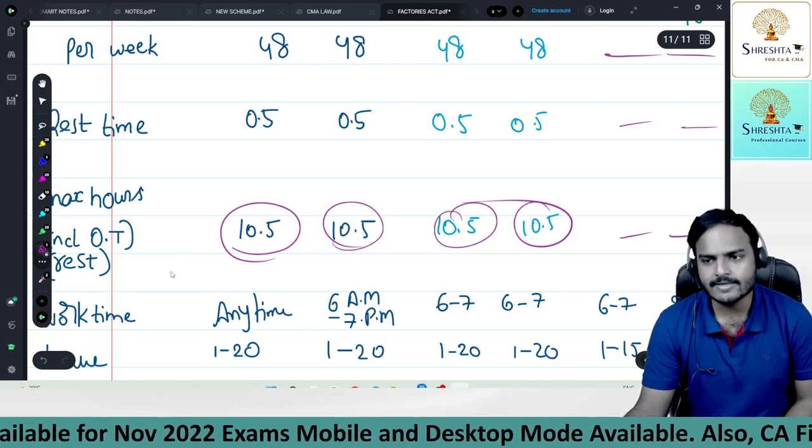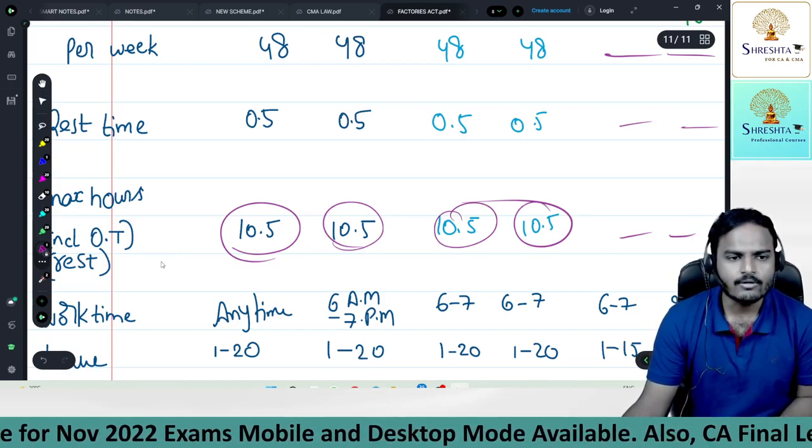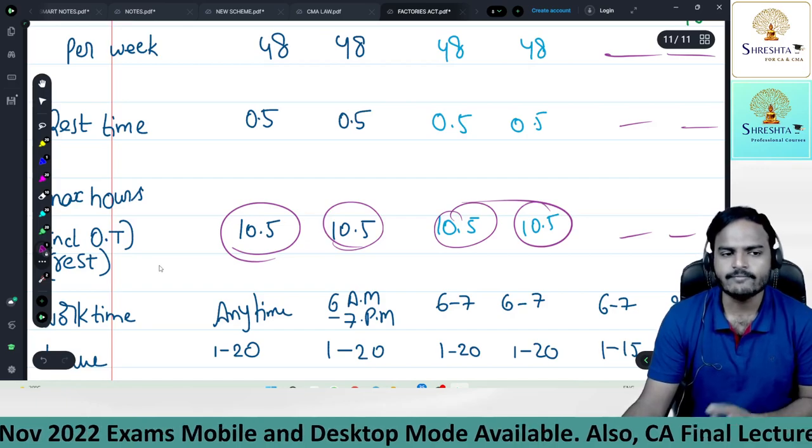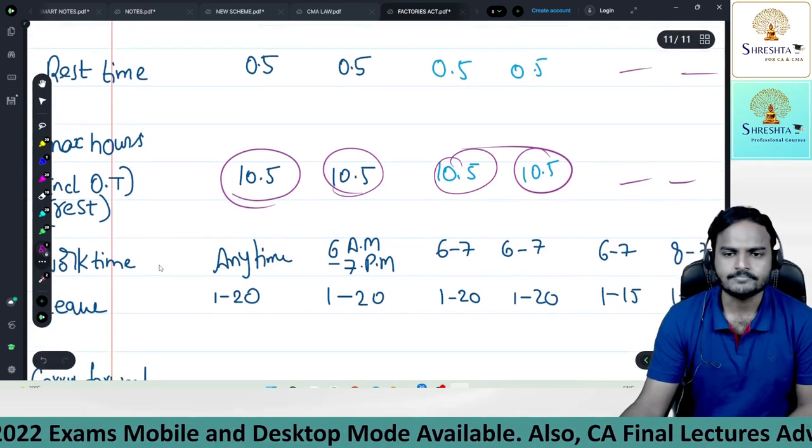By the way, who is the child? Who has attained the age of 14 years but not completed 15. So 15 years not completed.